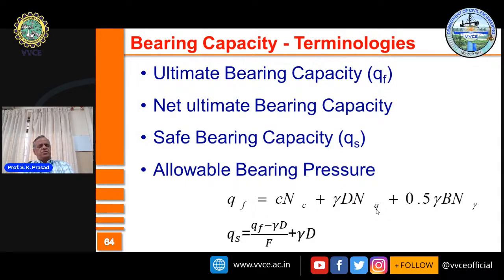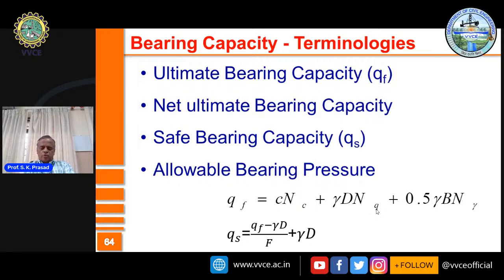Net ultimate bearing capacity is, in case you find bearing capacity at a depth of 1.5 meter below the ground level, the overburden up to 1.5 meter was already existing. Now you have removed it. So, net ultimate bearing capacity is the maximum pressure minus the overburden pressure. And hence comes safe bearing capacity, which is a very important parameter in the design of foundations. It is the safe extra load or extra pressure soil can take in addition to the overburden pressure.